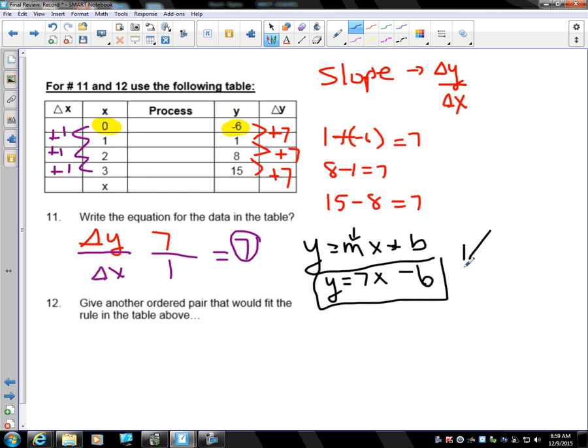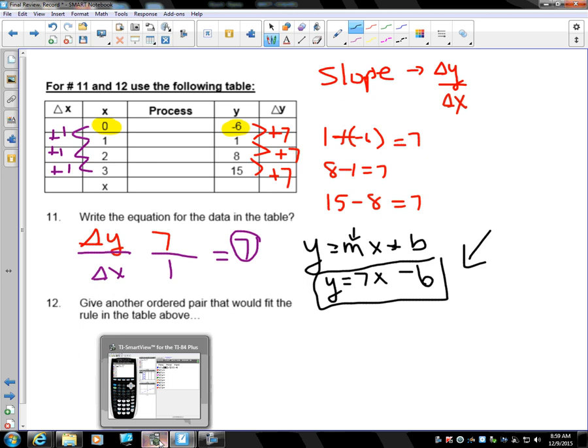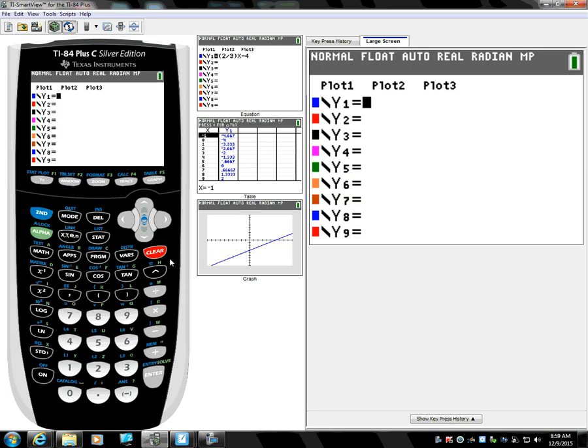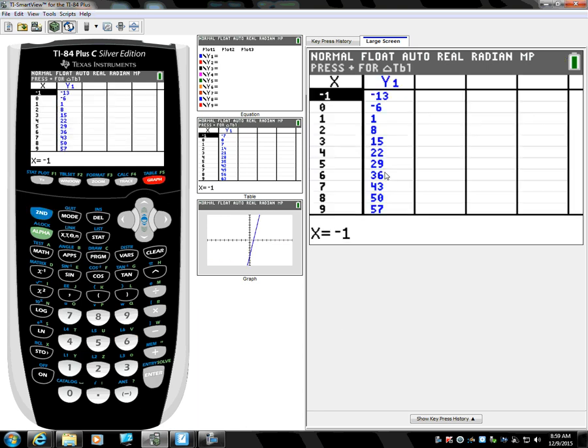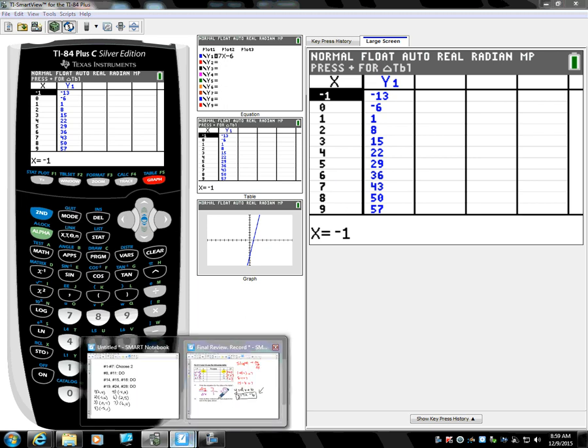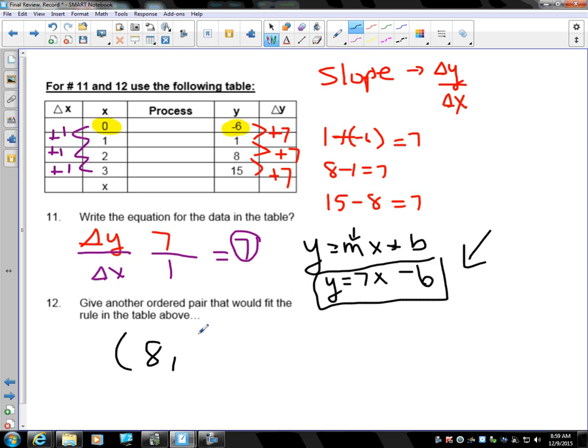Well, you can just type this equation into your calculator and look at the table. So let's look at that. 7x minus 6, y equals 7x minus 6. Go to your table, and you can write down any of these ordered pairs. So (6, 36) or (7, 43) or (8, 50). I'll use (8, 50). Okay? And you could have chosen any of those ordered pairs. The next one we're going to do is number 13.